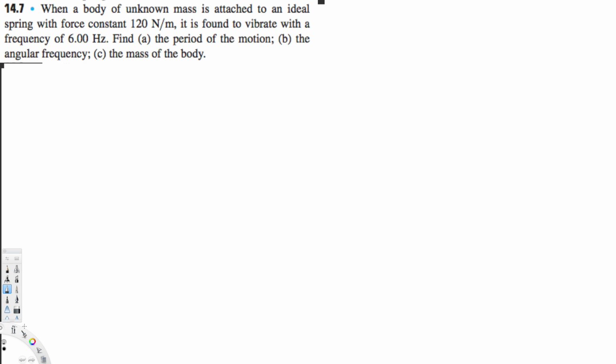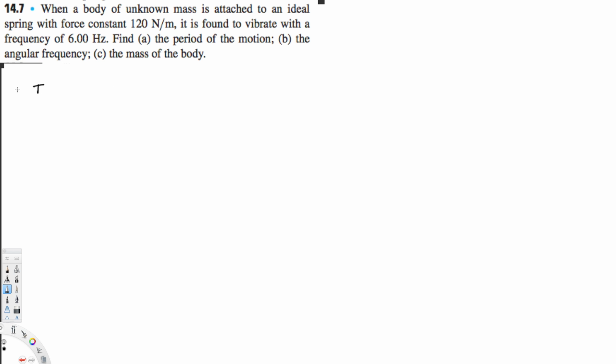The question is asking, when a body of unknown mass is attached to an ideal spring with force constant 120 newton per meter, it is found to vibrate with a frequency of 6 hertz. Find the period of the motion, angular frequency and mass of the body. So let's find the period of the motion first.